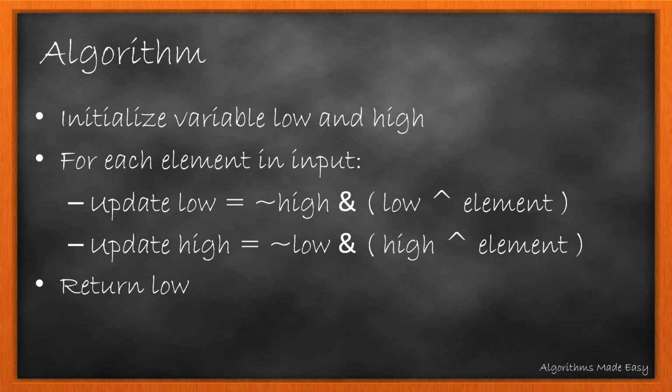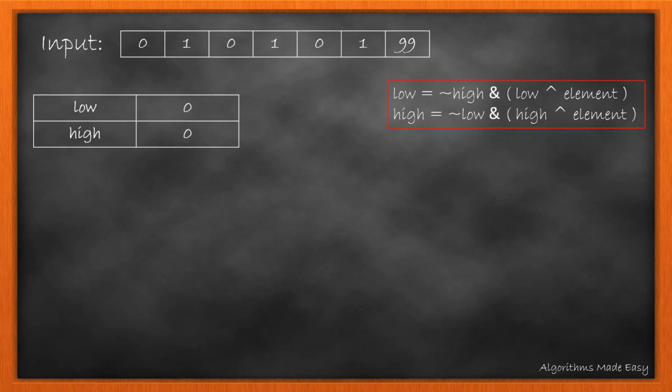The algorithm will be simple now. We will just initialize two variables, high and low, and update both as per the expressions we derived. At the end, low will contain the element which occurred once. We will take the same example and initialize two variables. Now we will iterate over the array. As input is 0, nothing will change.